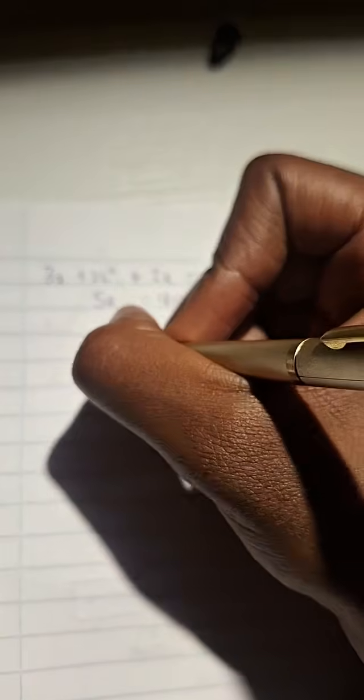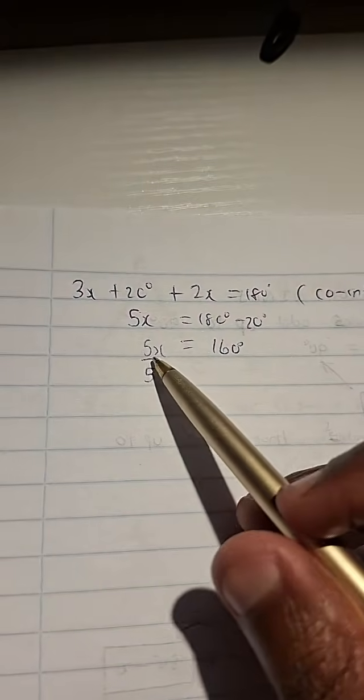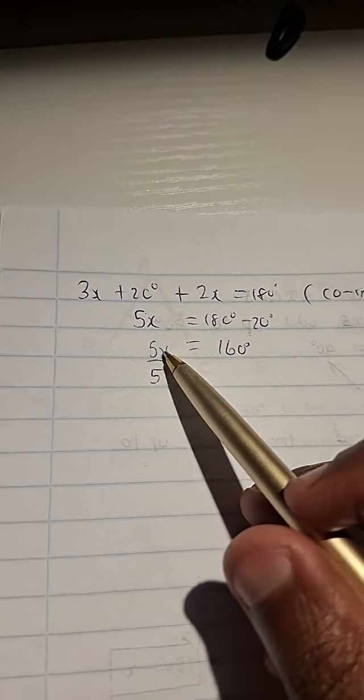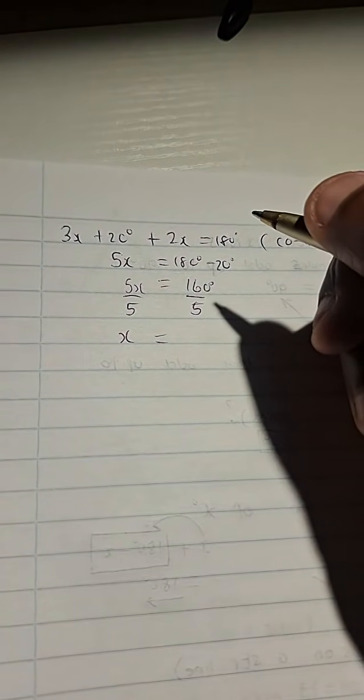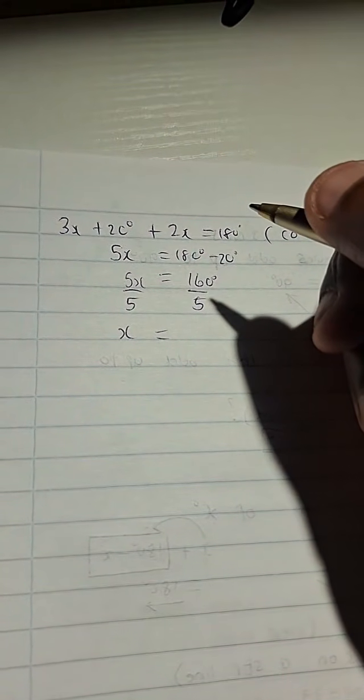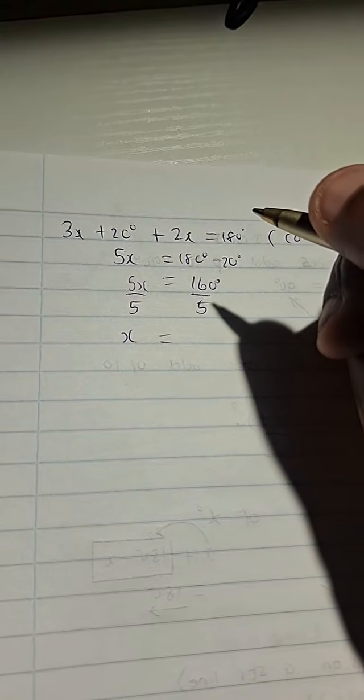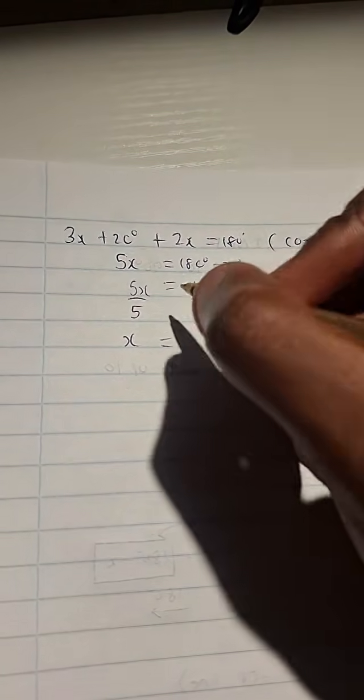We then divide both sides by who, guys? By the coefficient of x, which is 5. But what we do on the left, we do on the right. Then what's 5x divided by 5? It is x. Then what's 160 divided by 5? You tell me, guys, my beautiful, amazing people in the comment section. 160 divided by 5 is 32.